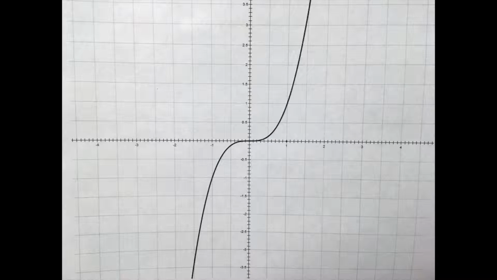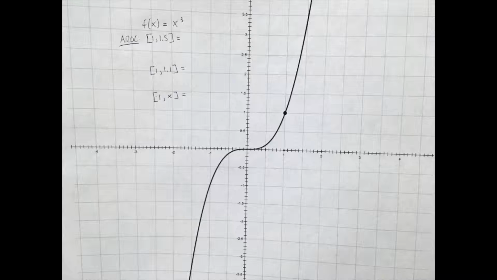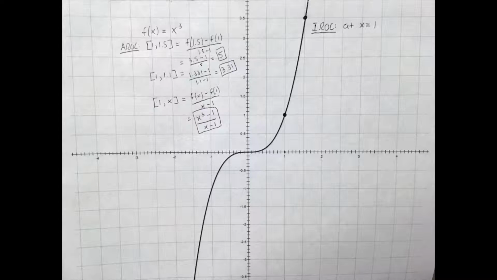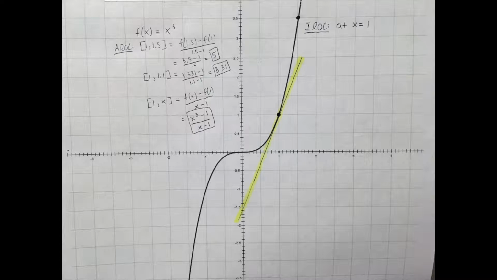So here we're looking at the function x cubed. So now we're going to try to estimate the instantaneous rate of change by using different time intervals in the average rate of change. So solve these out and then check your answers. Pause the video real quick. So for this example, you guys should have gotten 5, 3.31, and (x cubed minus 1) over (x minus 1). Next, you guys need to draw a tangent line at the point 1 and estimate the instantaneous rate of change using the technique we've already seen.